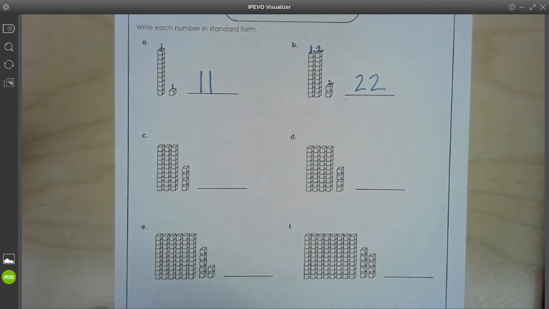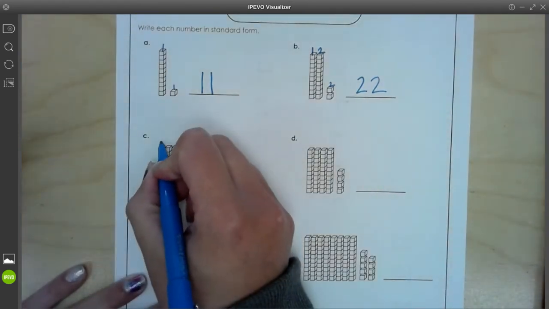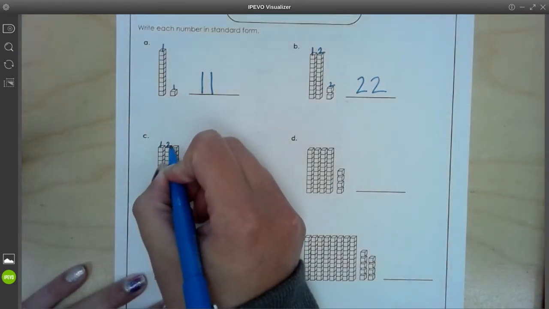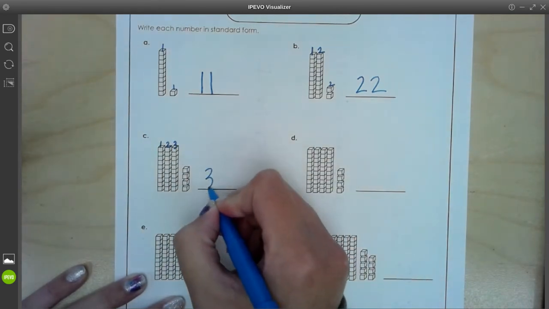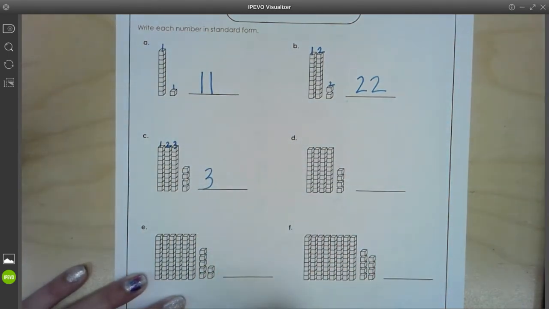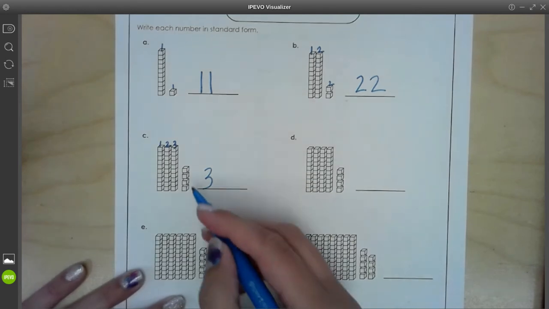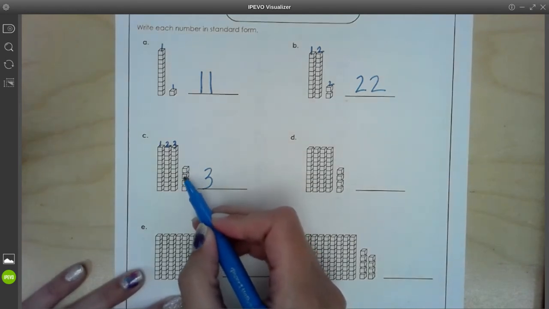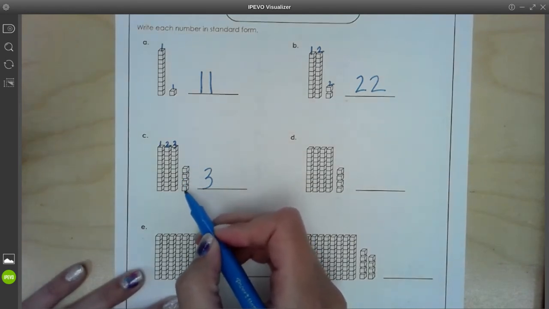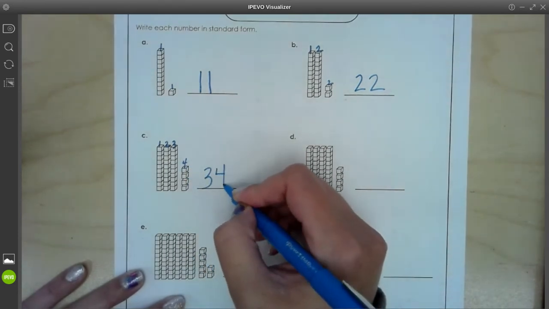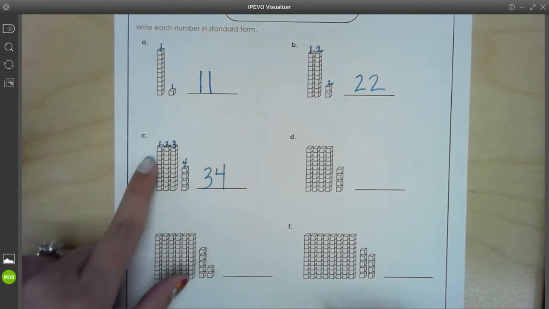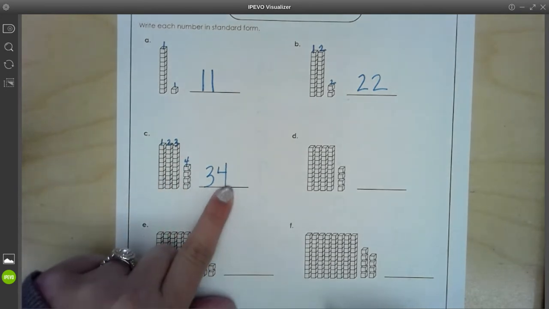Go down to our next one here. Let's count the tens. We have 1, 2, 3. So 3 tens. And then ones, we have 1, 2, 3, 4. 4 ones. So I'll put a 4 in the 1 spot. So these place value blocks show us 34.